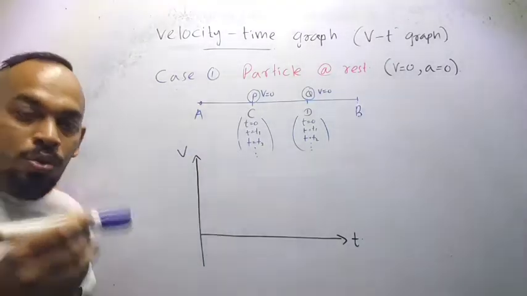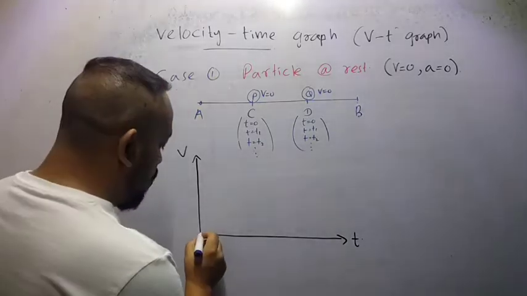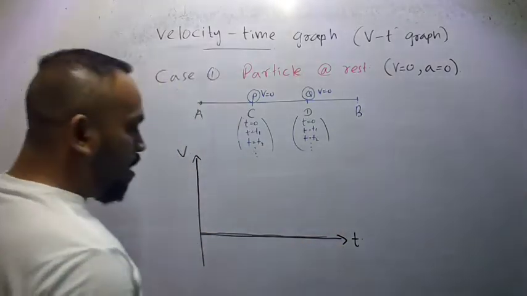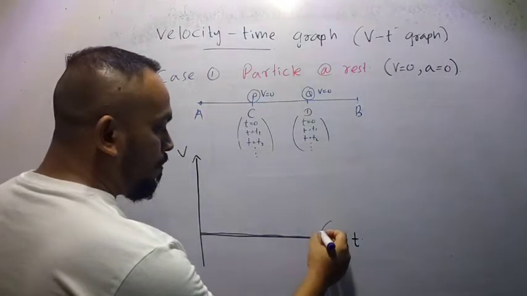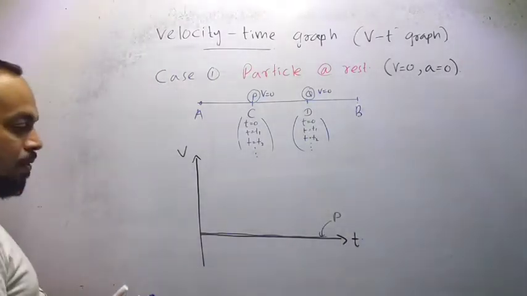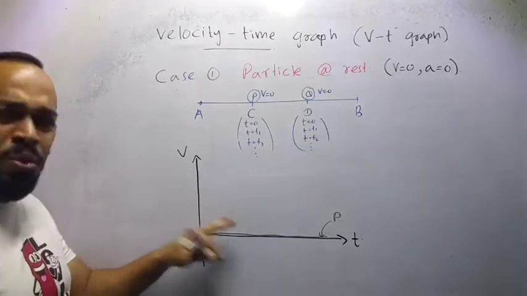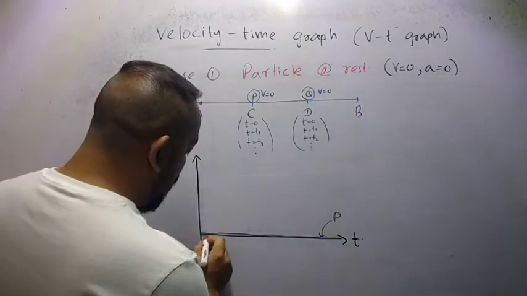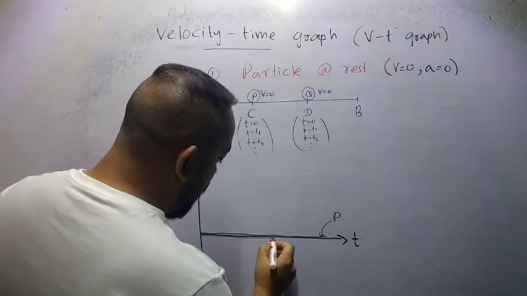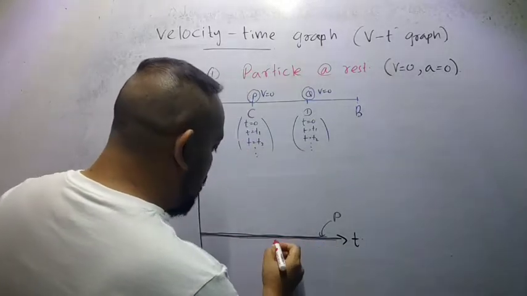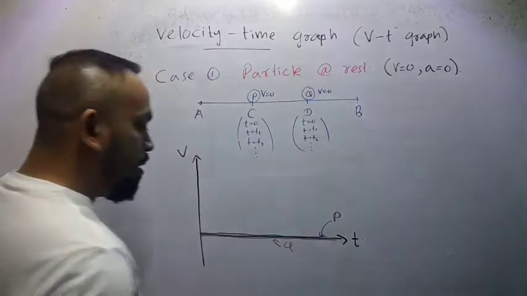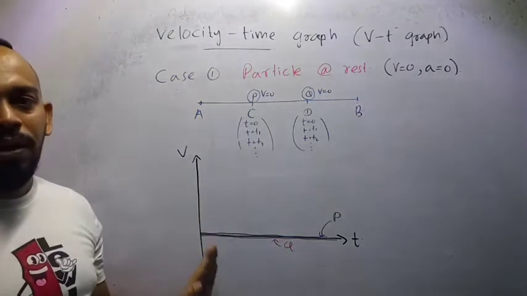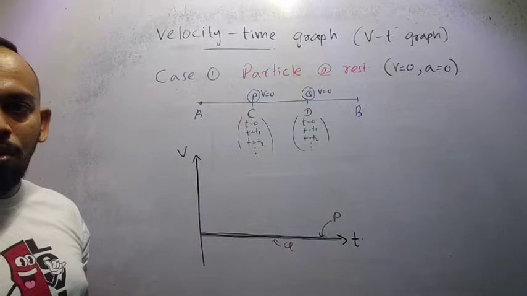So we have to take two different curves. Let's say this represents particle P. Then we should use another color, but you know that this cannot be distinguished because we are on the time axis. Let's say this is Q. So in both cases, the velocity is 0, the time is running, but the velocity is 0. So this is what it should look like.